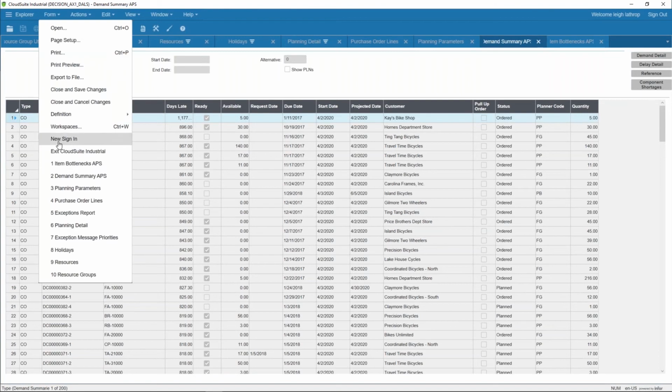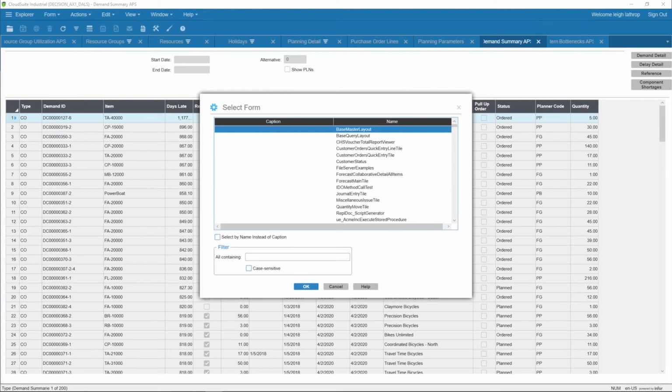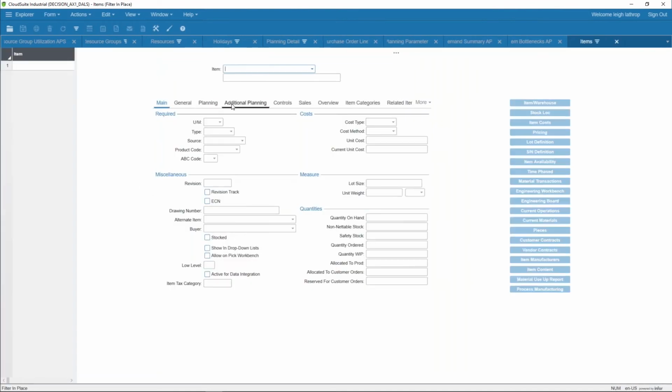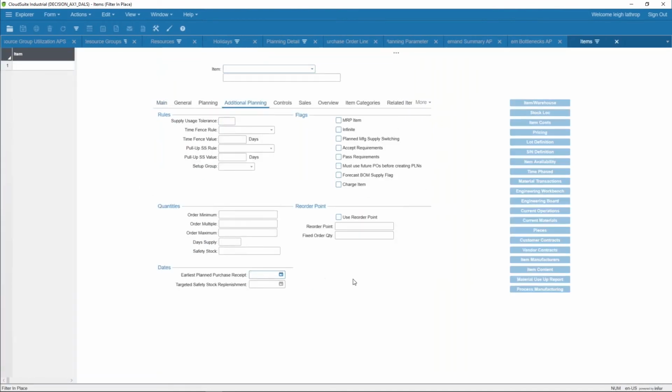I want to go back to the items form, and I want to focus for a few minutes on this field. The field that we're looking at on the items form is this earliest planned purchase receipt date. If suppliers come back and say, I can't tell you, well, maybe we should take this earliest planned purchase date and punch it out until August, because we simply don't know when the material is going to be available.